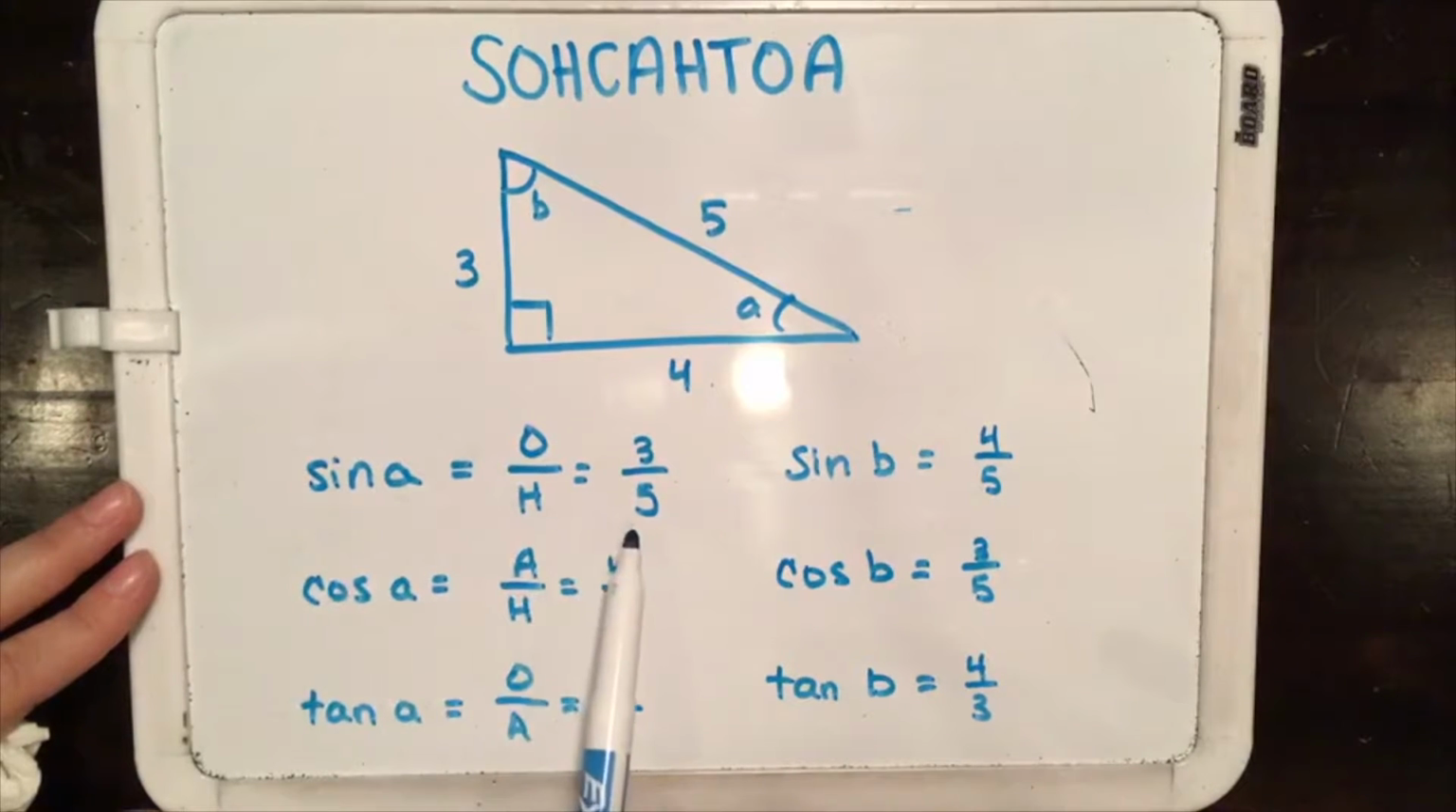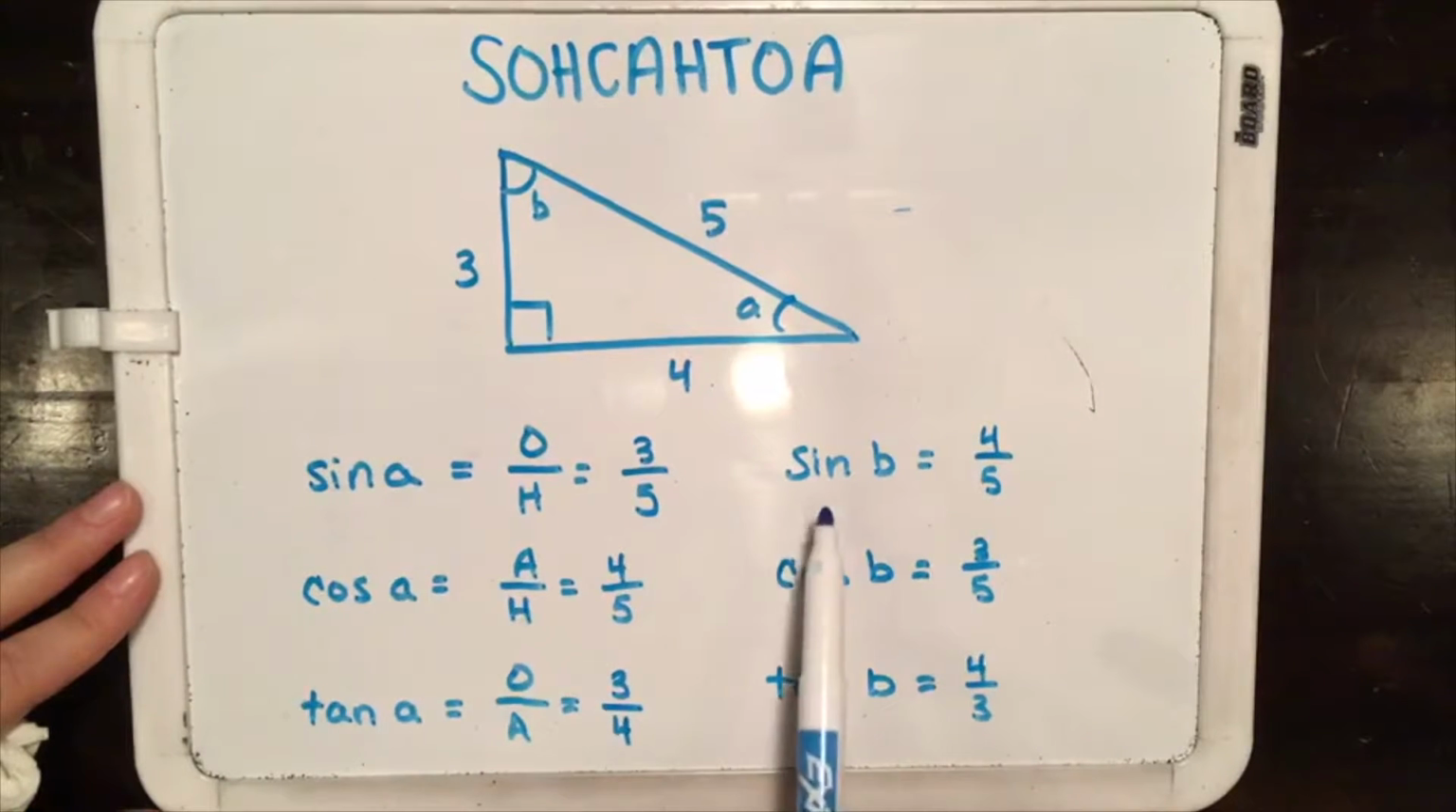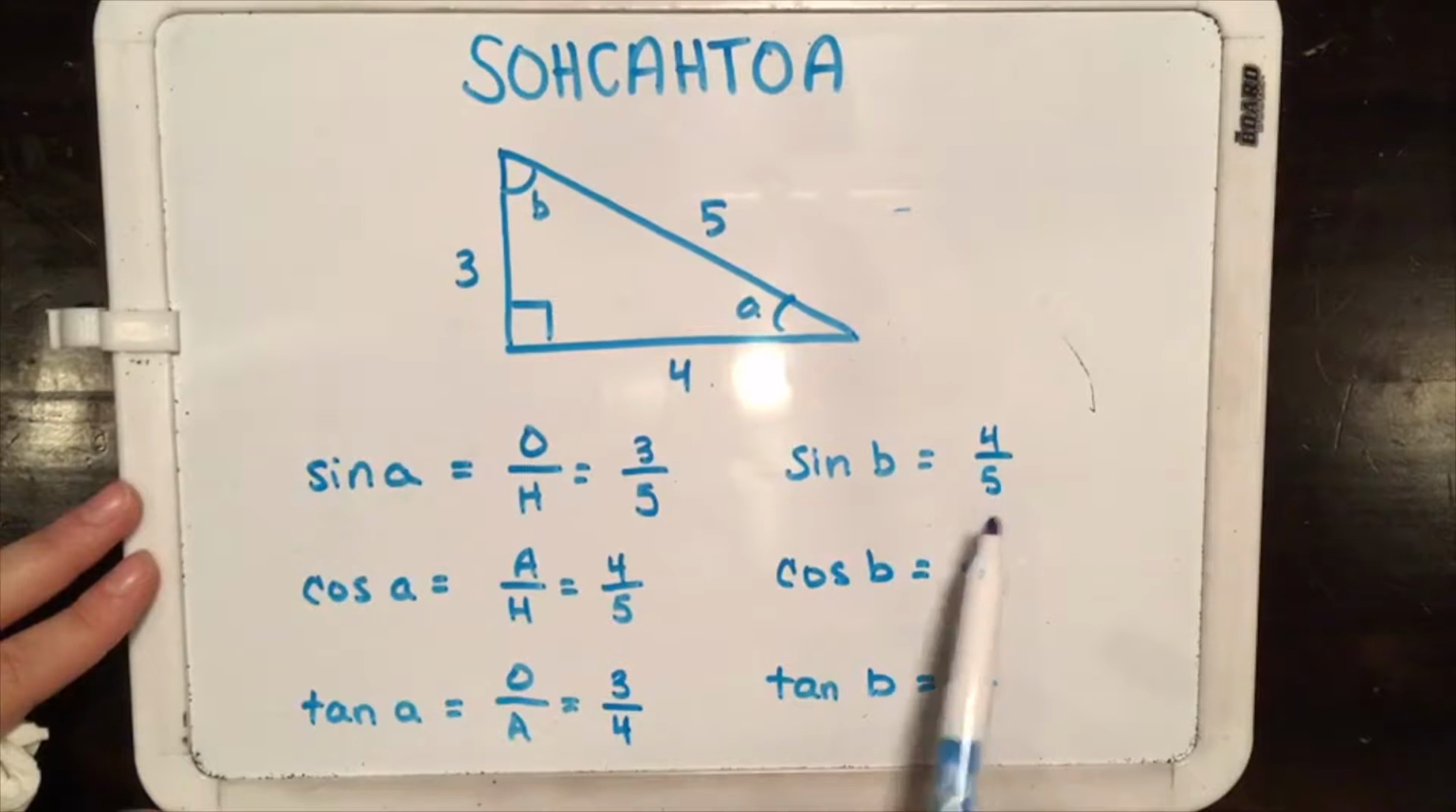So if you look at the trig ratios for A and B, some of them are similar. The sine of A is equal to the cosine of B, and the cosine of A is equal to the sine of B. Our tangents are not equal, but they are indeed reciprocals of each other.